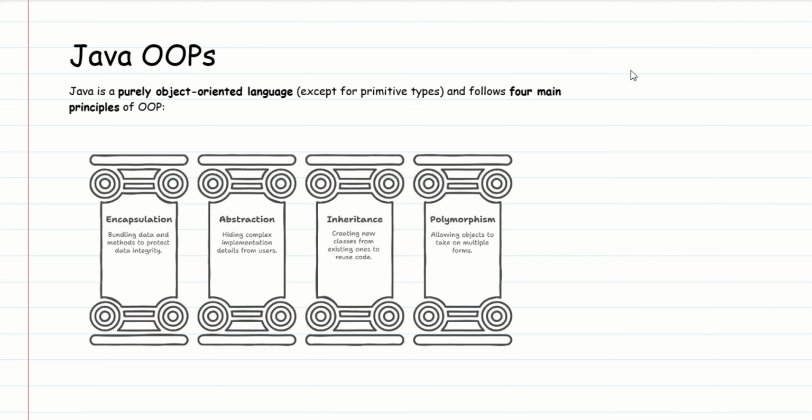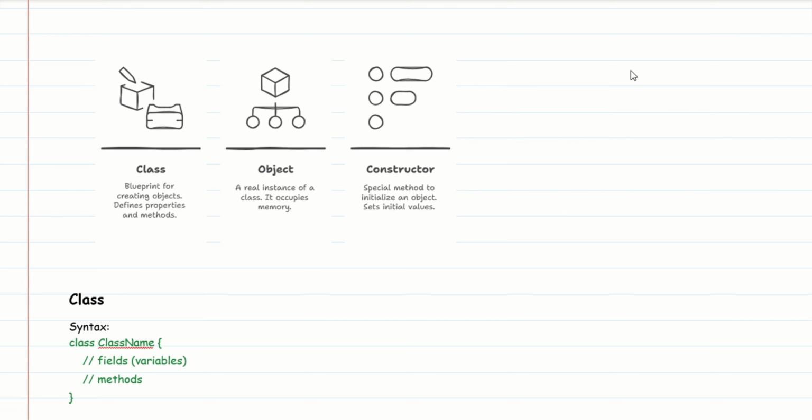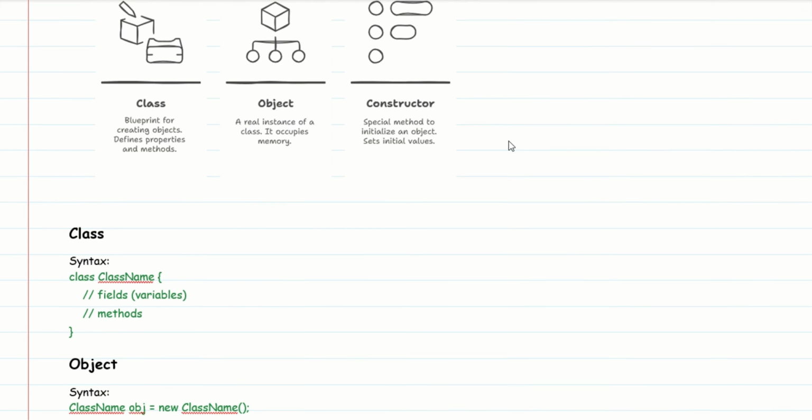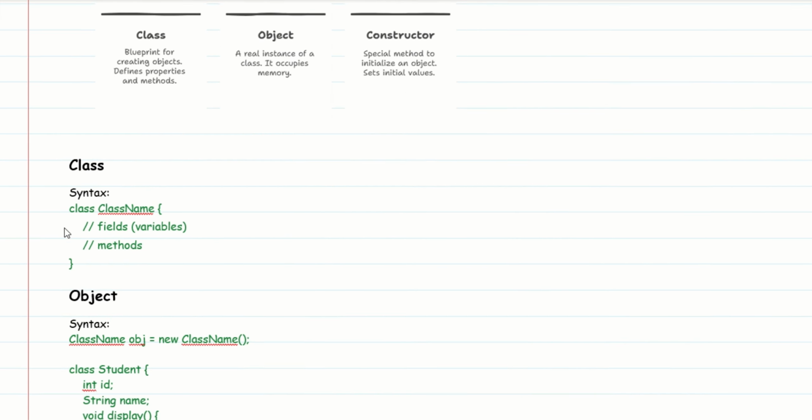Before going into the concepts and their examples, let's see what a class, objects, and a constructor are. Basically, a class is a blueprint or a template for creating objects. It defines the variables and methods that describe the behavior and state of an object. The syntax for creating a class starts with the class keyword, and the user defines whatever the class name can be.